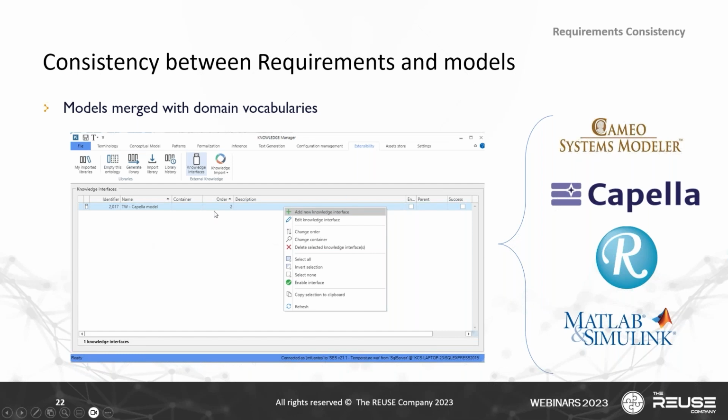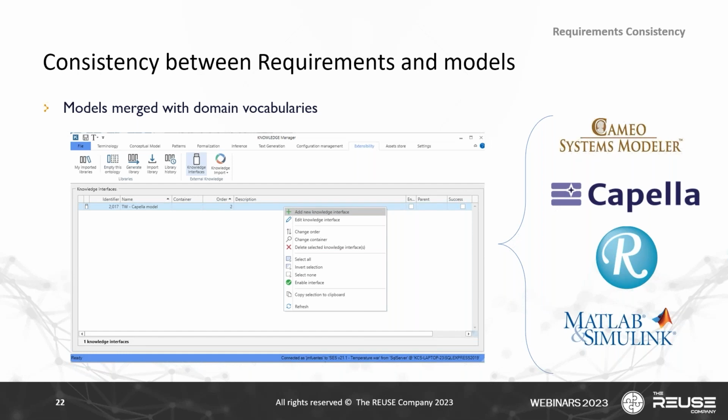However, at the same time, you can go to the extensibility block of the tool so that you can ask the ontology to be merged always in real time with information you have in models like Cameo, Capella, Rhapsody, Enterprise Architect, MATLAB Simulink, and other physical modeling tools. So in the end, the information from these models will be merged in real time into the ontology.